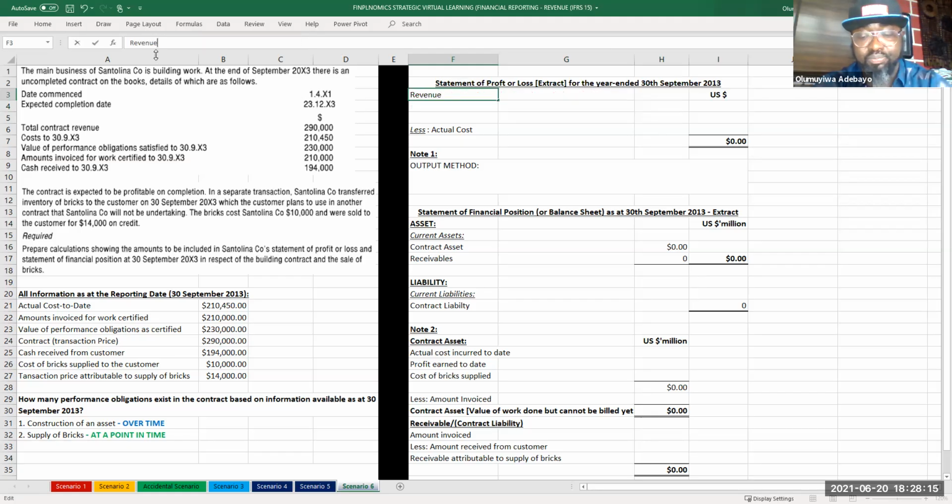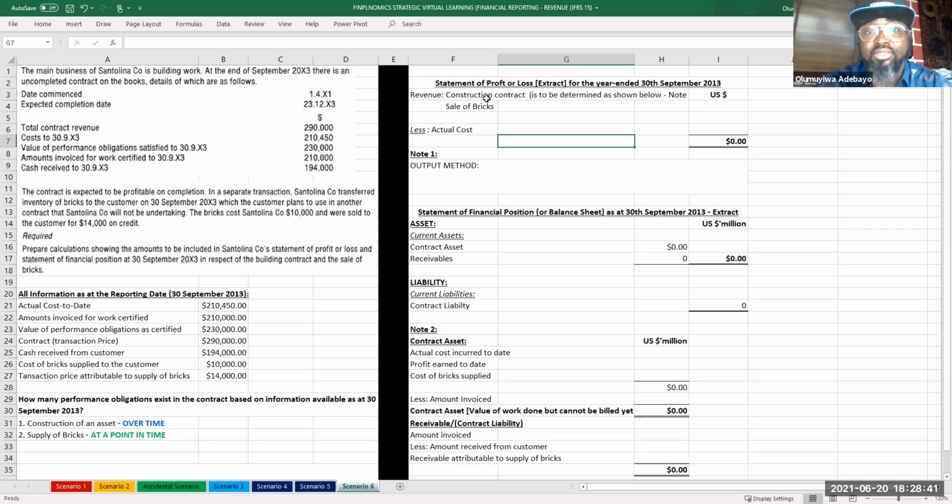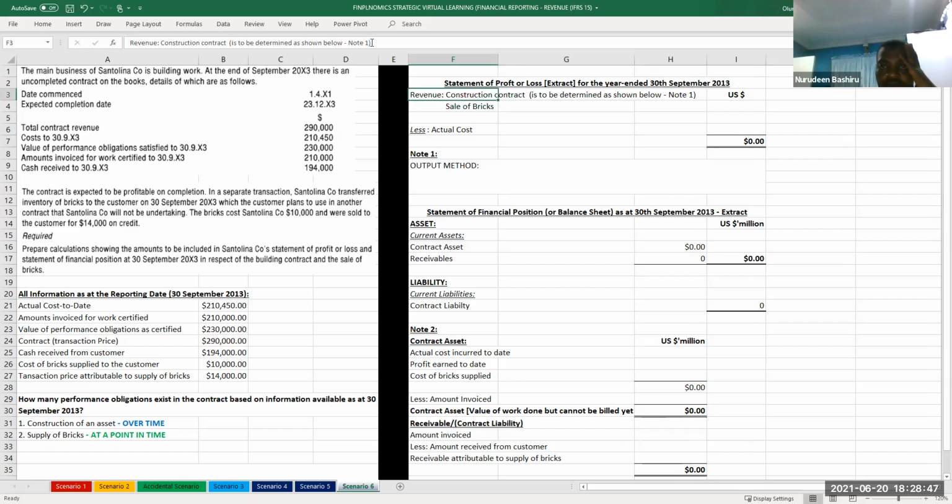Let me break it into 2. One is construction contract. Second one is sale of bricks. Is that not? Do you agree with me? Yes. Okay.